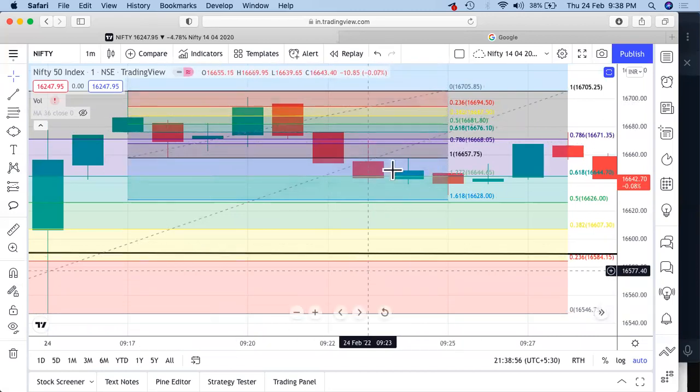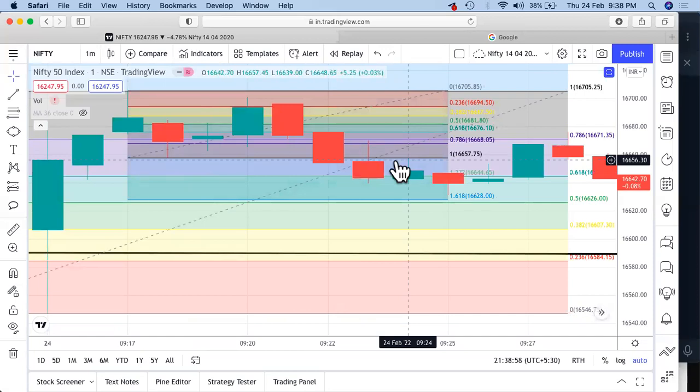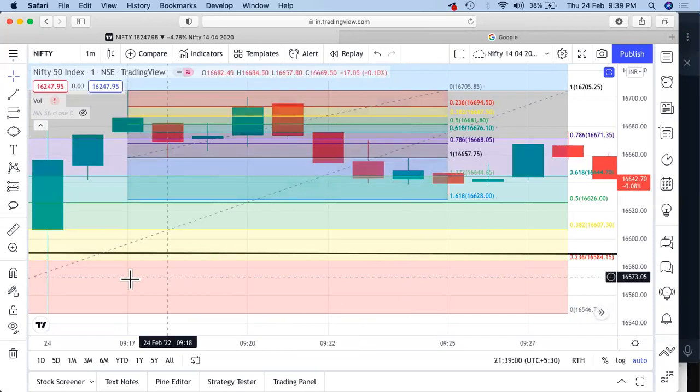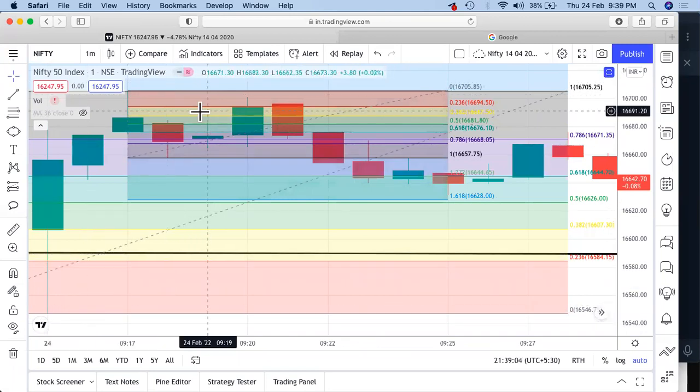So it is almost 150 points, right? From this point to this point, it is almost 150 points. So this is a huge range. We don't want this kind of huge range. What this huge range signifies is we are going to have big movements during the day in the market, right?